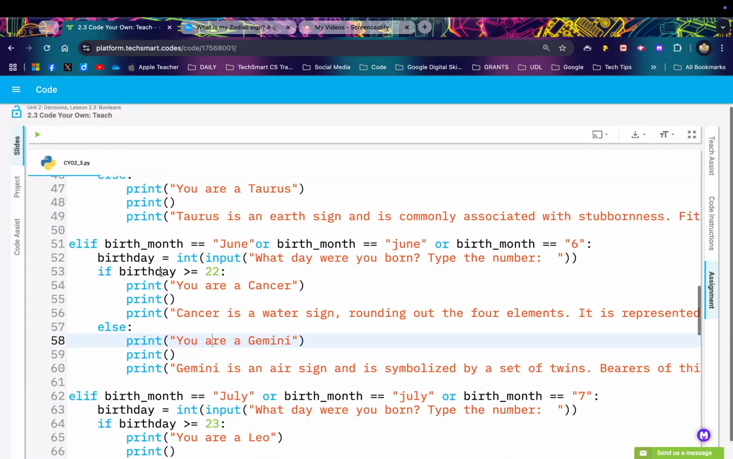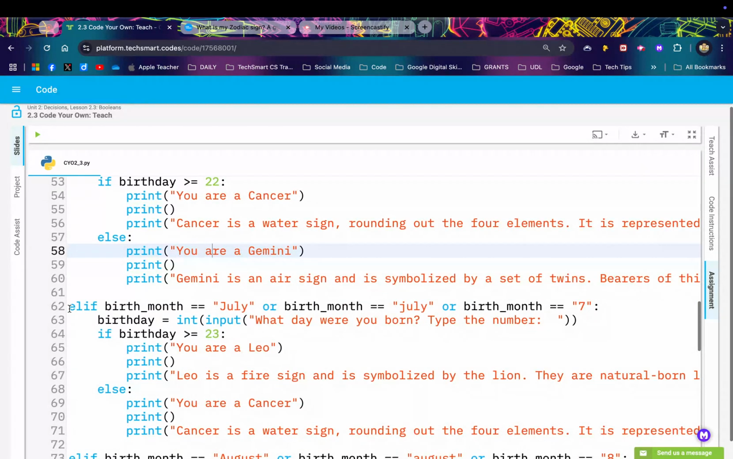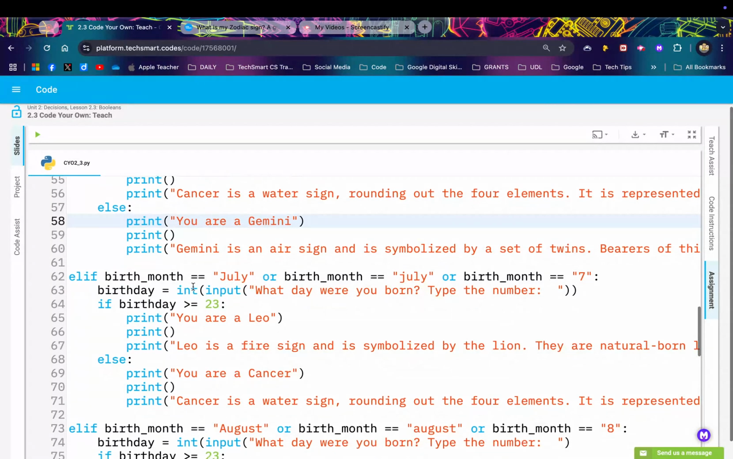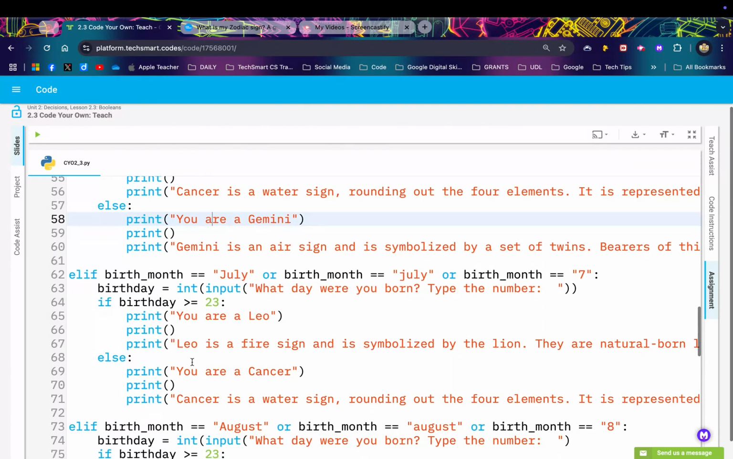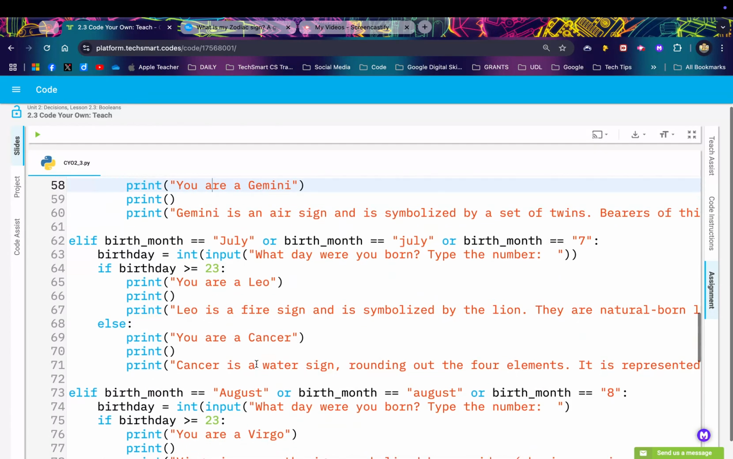Take a look at it. If birthday greater than or equal to 22, else they are a Gemini. Our next elif, all the way over, is birth month July. Added in my or statements to cover any discrepancies in how they spell July. There's that birthday question again. If birthday greater than or equal to the 23rd, which I pulled off the internet as the cutoff, they are a Leo. This is the information I copied from the internet about Leos. Else, if they were born from the 1st to the 22nd of July, they are a Cancer.